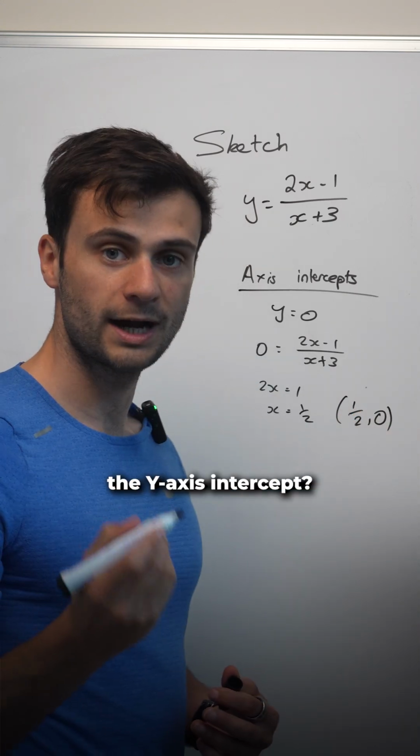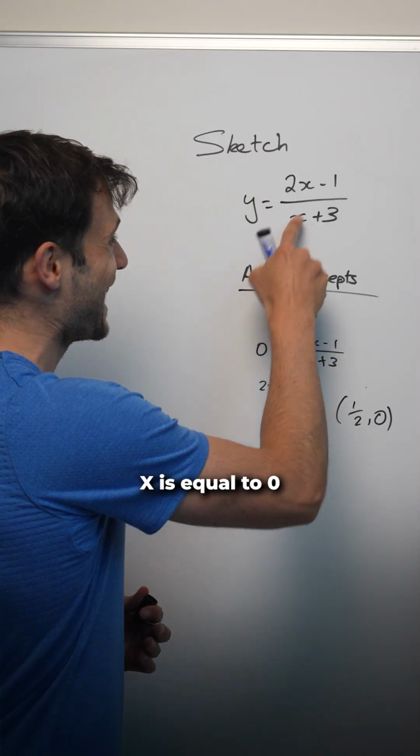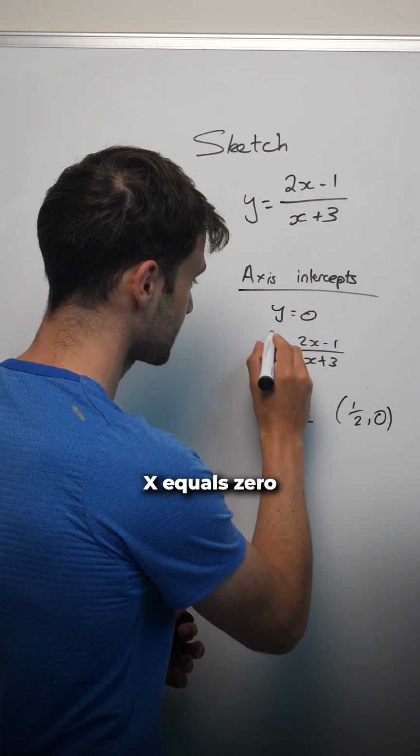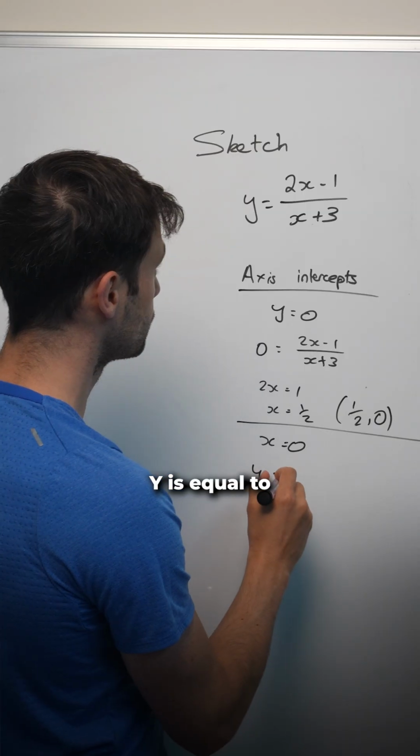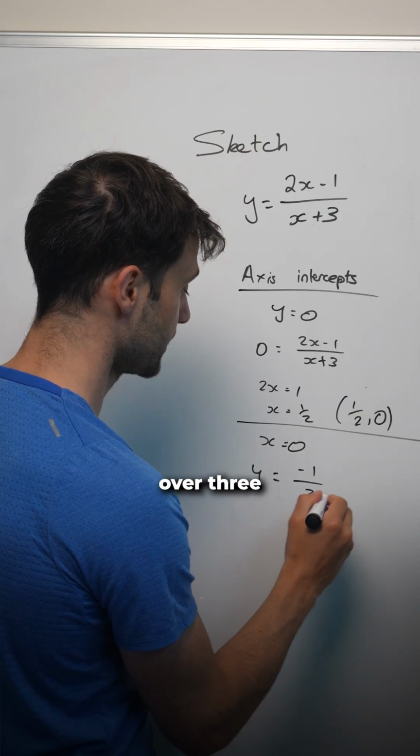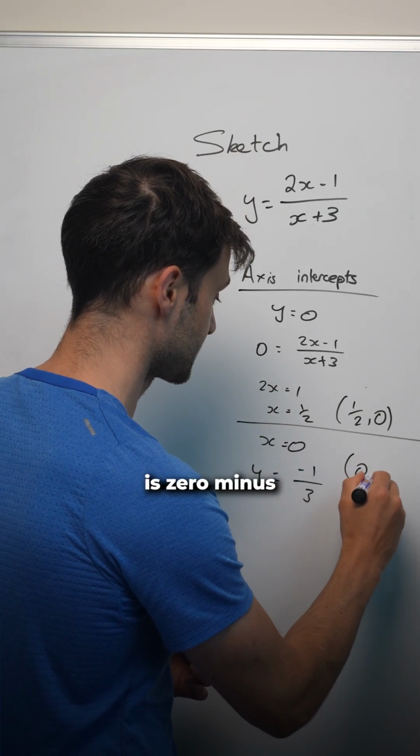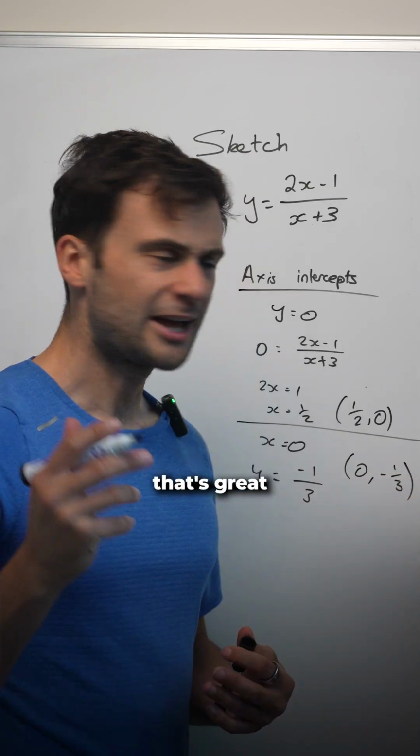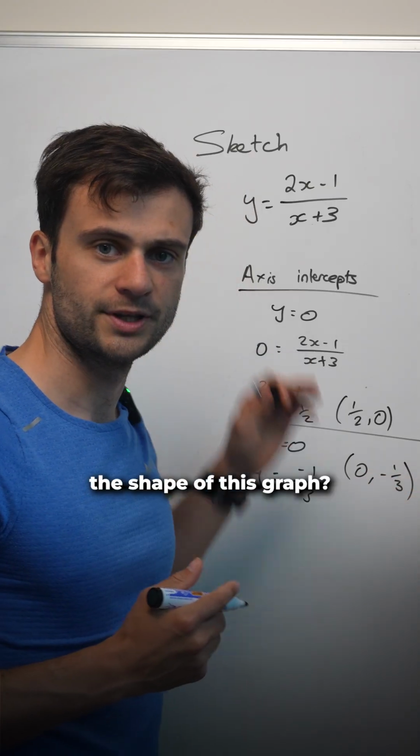And what about the y-axis intercept? Well, that's when x is equal to 0. So when x equals 0, y is equal to minus 1 over 3. So our y-axis intercept is (0, minus 1/3). That's great, but what's the shape of this graph?